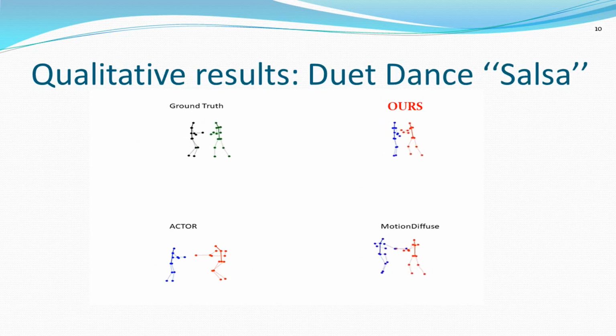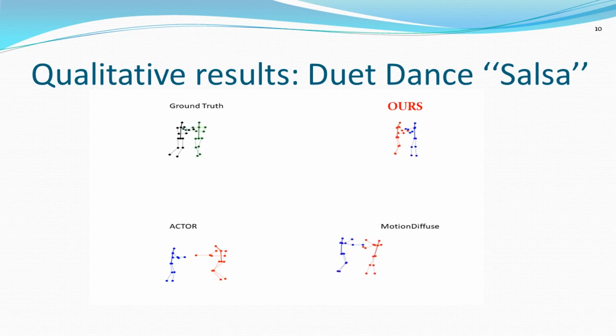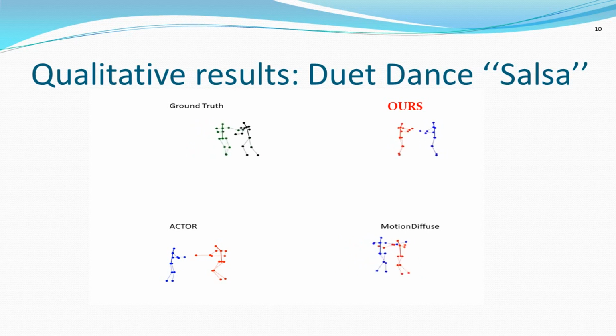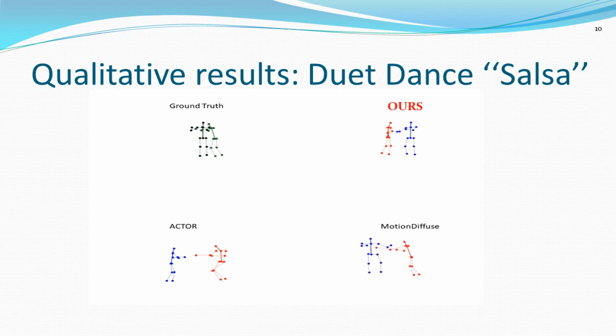On Duet Dance, we also perform better than the two other methods for the salsa class. We see that Actor is unable to generate the motion. We think it's because the motions from each class from the Duet Dance dataset resemble each other a lot. And MotionDiffuse again contains more noise than what we generate, while our motion is also relatively close to what is in the ground truth.